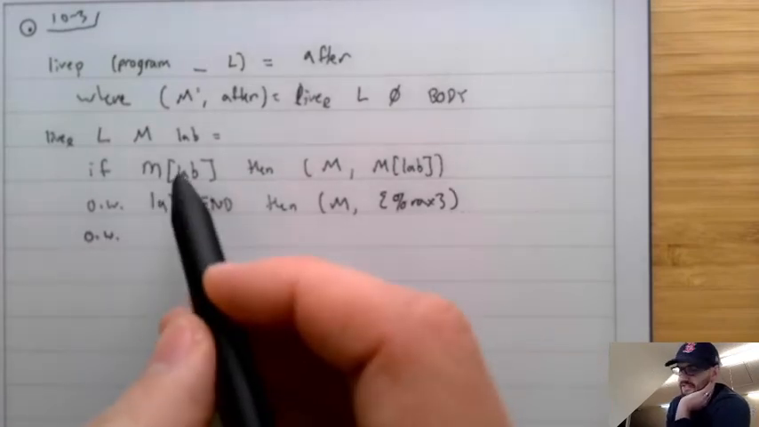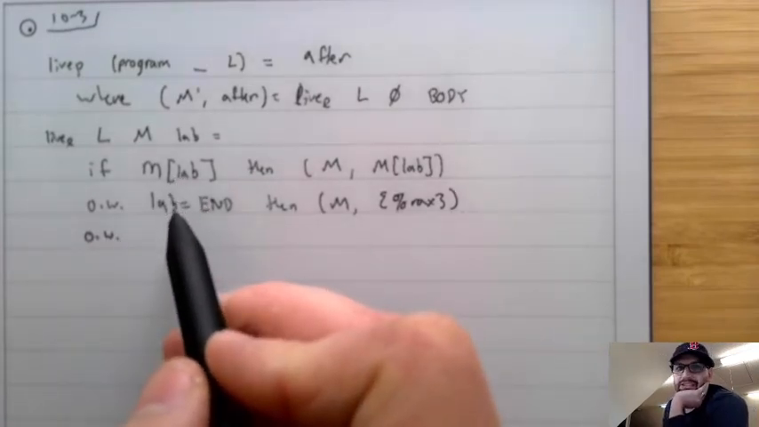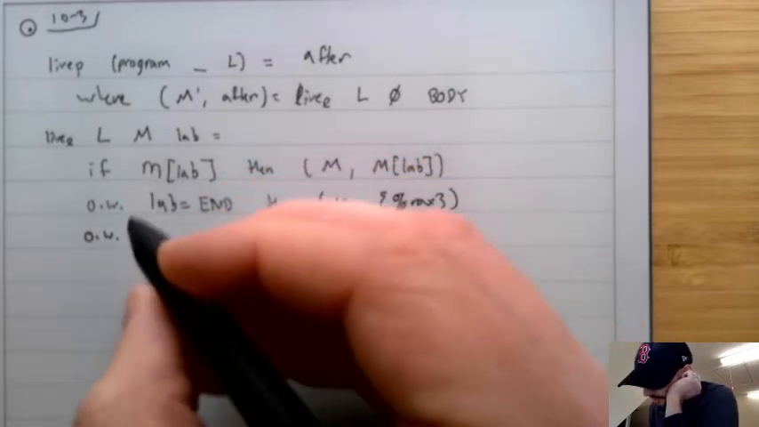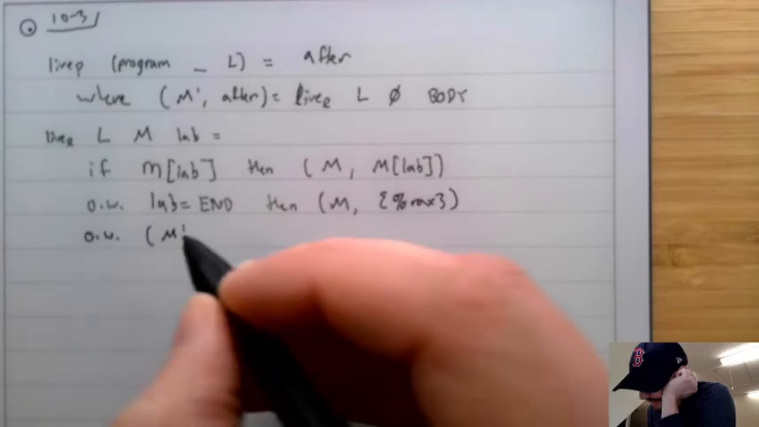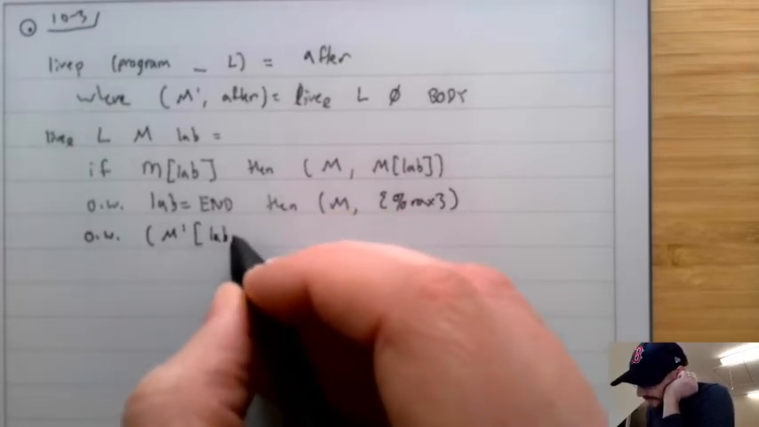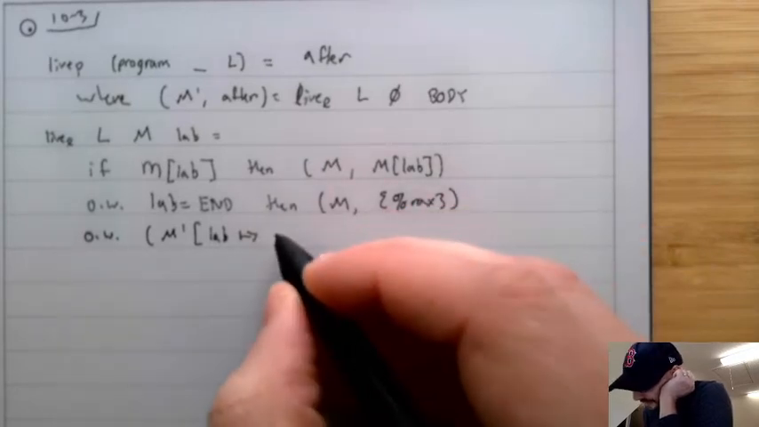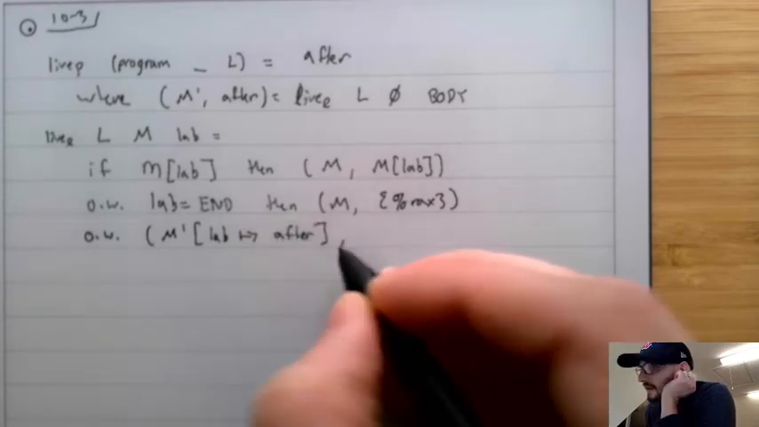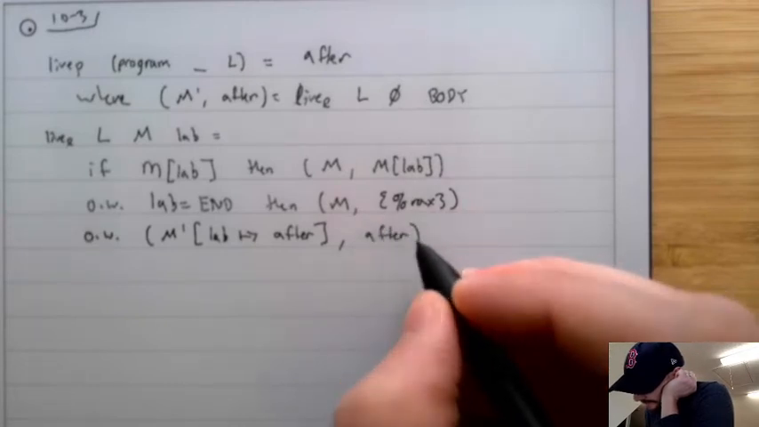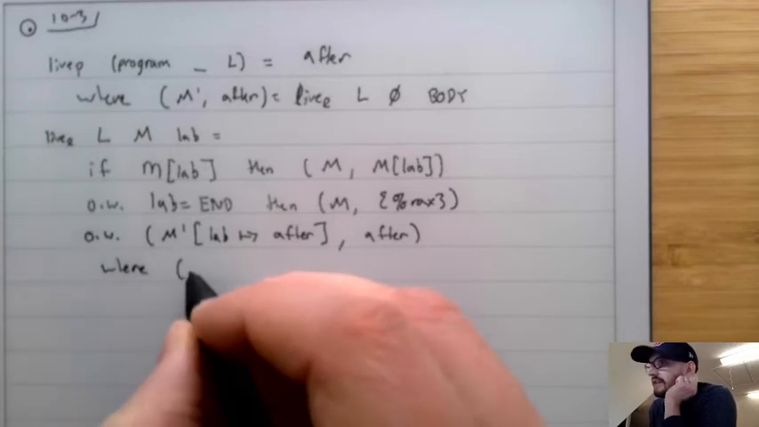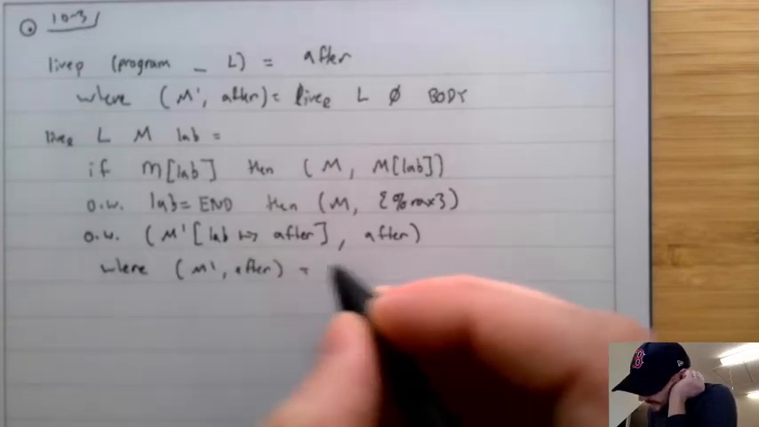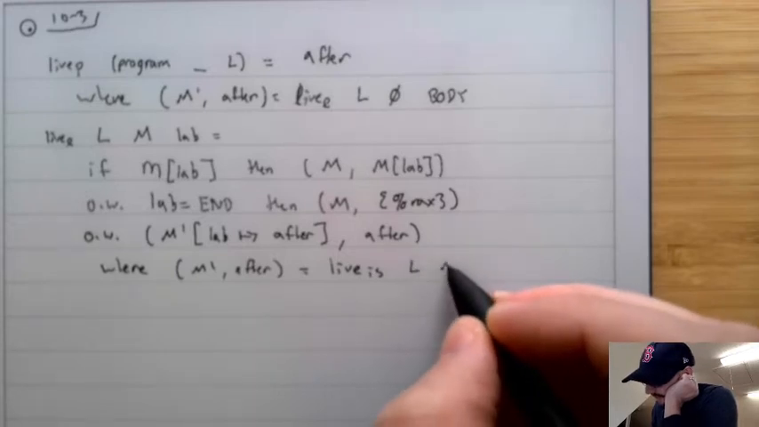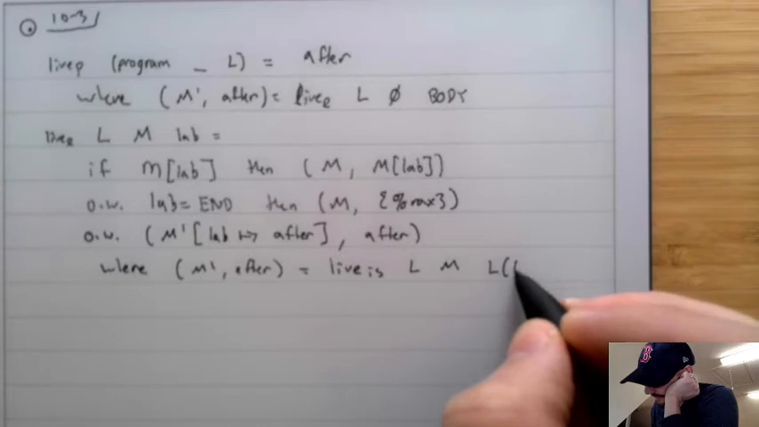And then otherwise, if it's not in the mapping and it's not end, then what we'll do is return a new memory, m prime, where this label has been updated to go to its after set, and we'll remember what its after set was, where calling m prime after is what we get when we call live of a list of instructions on L, M, and looking up inside of L the label.